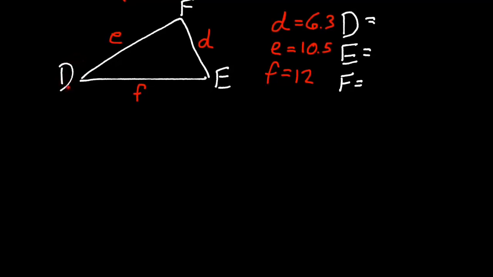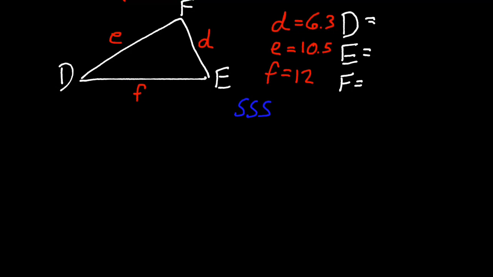So I have angle D, and across from it is side D. I have angle E, and across from it is side E, lowercase. And then I have angle F up at the top, and across from it at the bottom is side F, lowercase. And this time we know all three sides. So this is a side, side, side setup. We need to find the three angles.